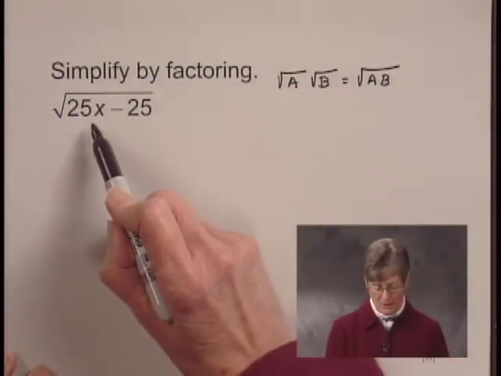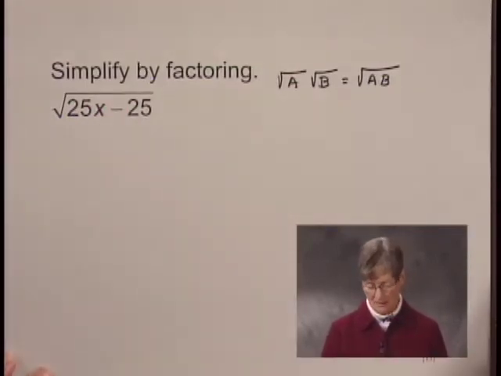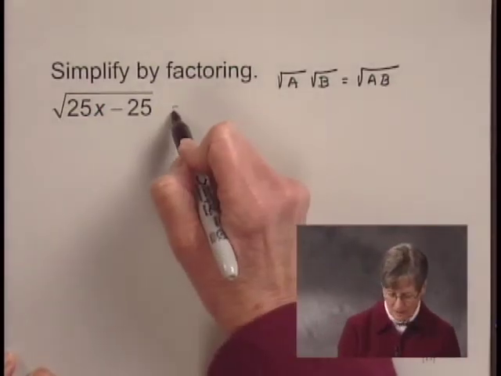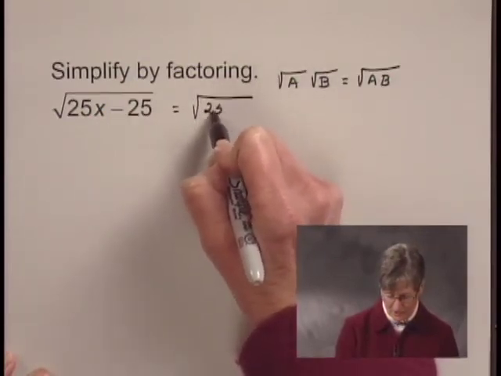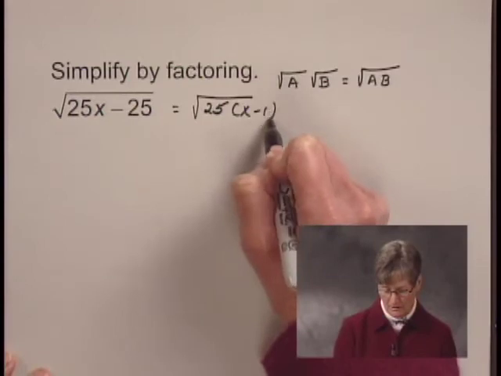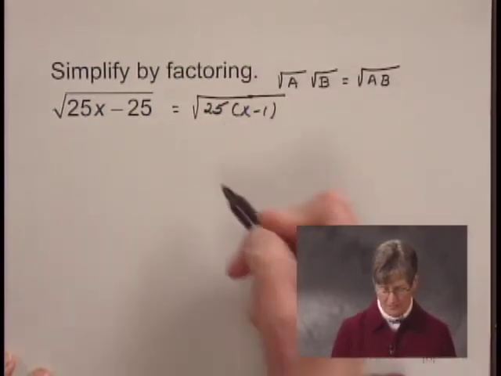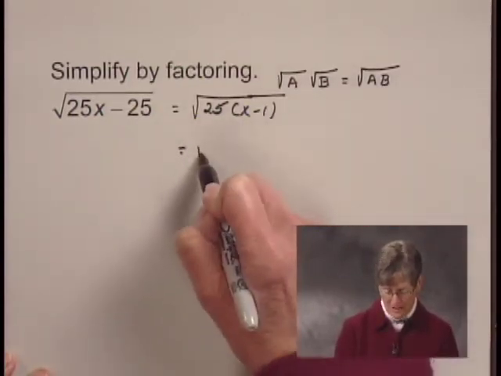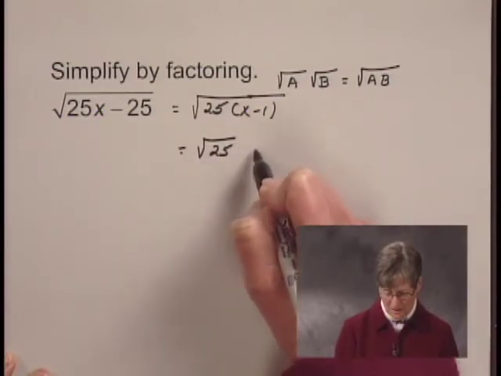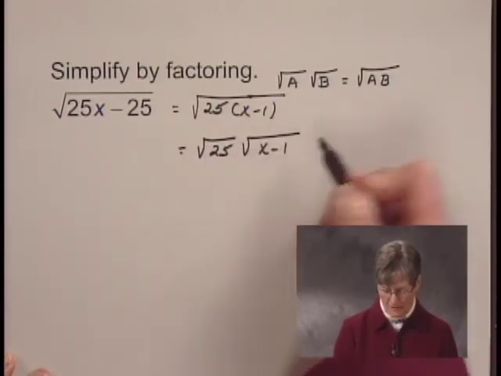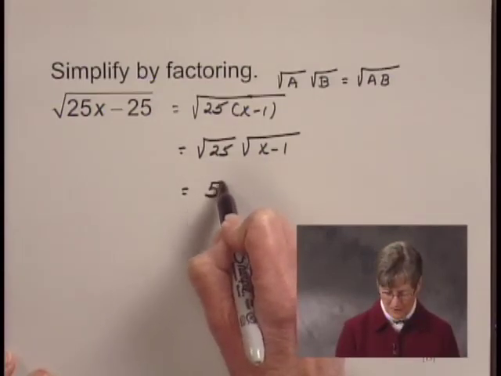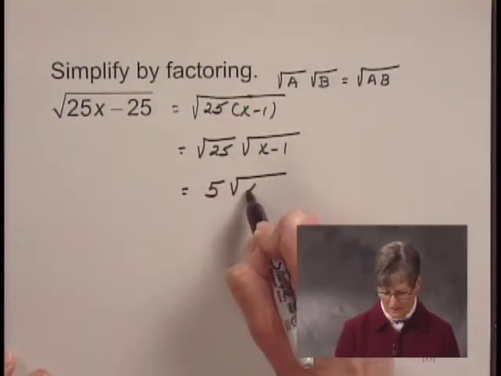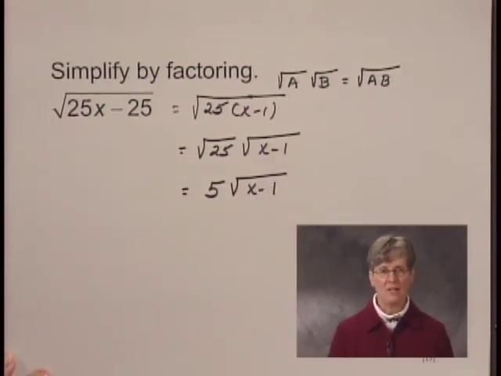So what I would like to do is look at 25x minus 25 and see if I can write it as a product that has a perfect square factor. And 25 is a perfect square, so I can write this, factoring out 25, as 25 times the quantity x minus 1. And then the product rule tells me that I can write this as the square root of 25 times the square root of x minus 1. And the square root of 25 is 5. So the final result is 5 times the square root of x minus 1.